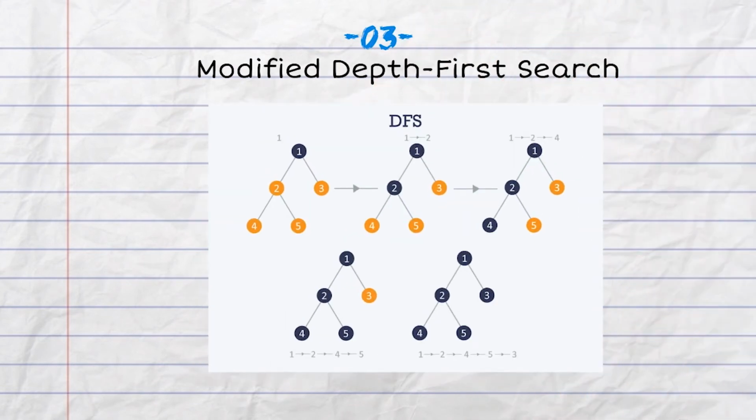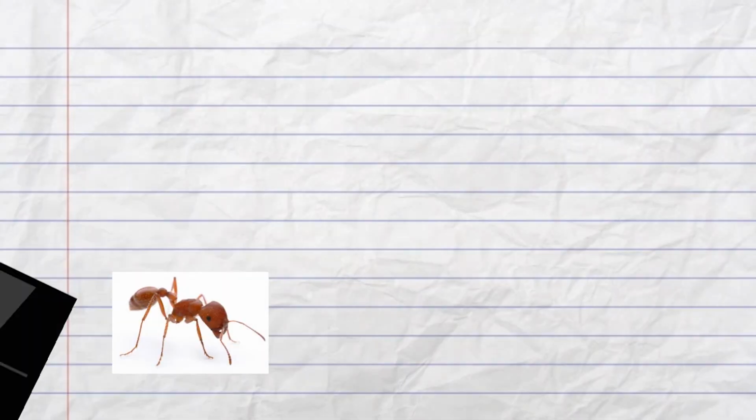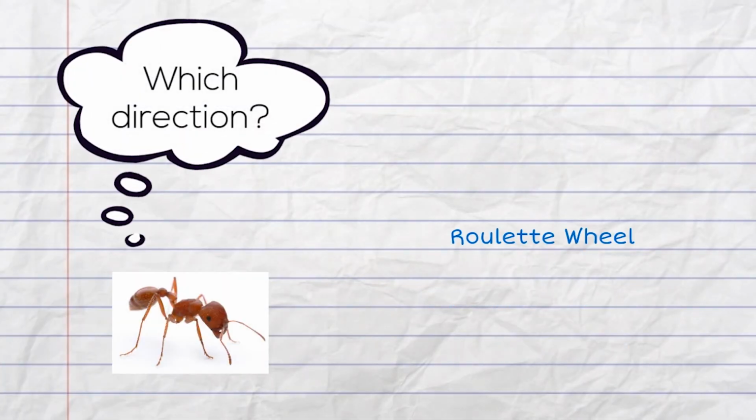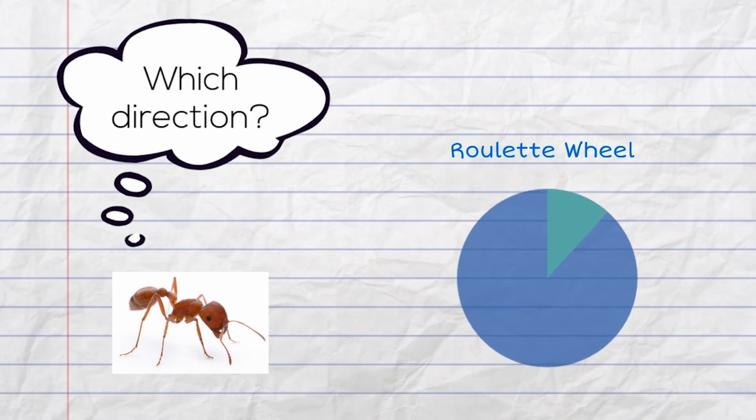Modified depth first search. We created a modified depth first search algorithm to find the exit. Since there could be more than one possible path an ant can go, we use the roulette wheel concept of ant colony optimization to help an ant pick the direction. For example, if there are two options to move to next, one with 8 pheromones and the other with 2, the paths have an 80% and 20% chance of being chosen, respectively.